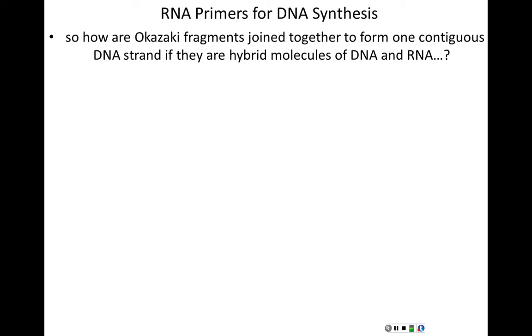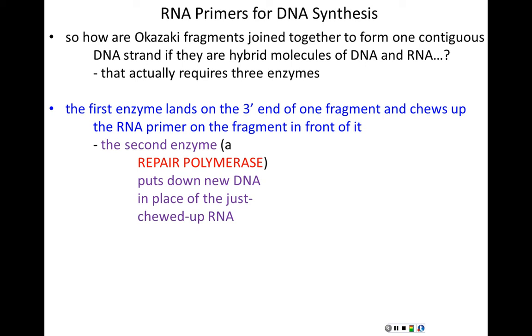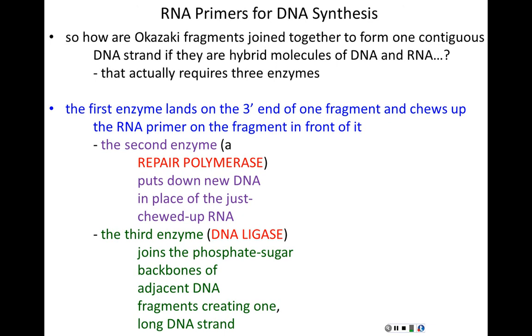Well, completing the lagging strand actually requires three enzymes. The first enzyme lands on the 3' end of one fragment and chews up the RNA primer that is in the fragment in front of it. The second enzyme in the process, called a repair enzyme, puts new DNA down where the RNA was just a moment ago before it was chewed up. The third enzyme is called DNA ligase, which we'll use in the lab portion of this course. DNA ligase joins the phosphodiester sugar backbone, the phosphate sugar backbone of DNA, creating one long single DNA strand. So that's shown in this diagram here.